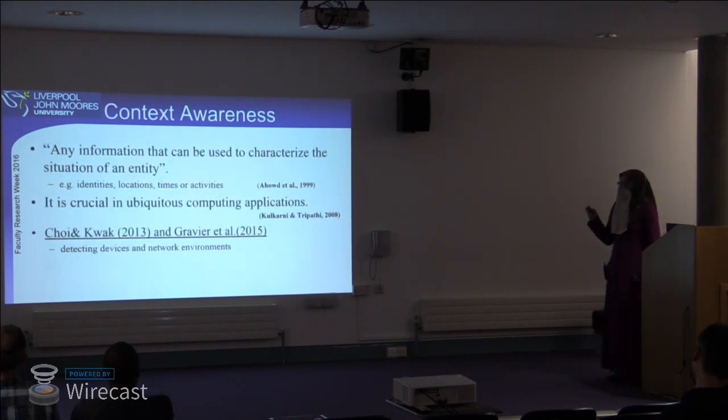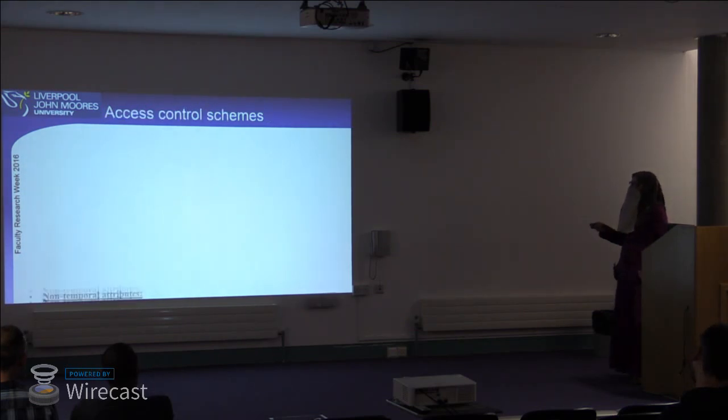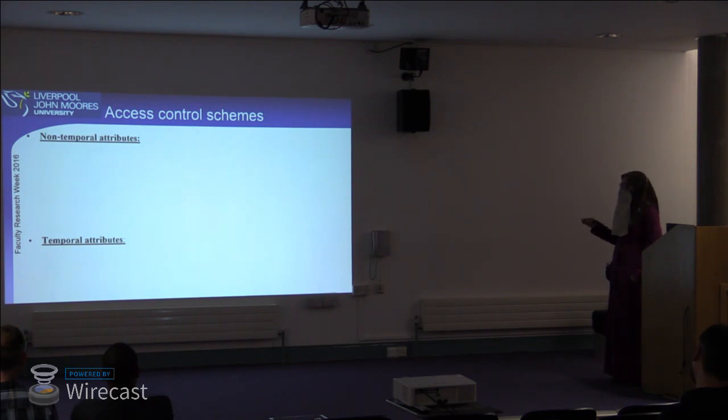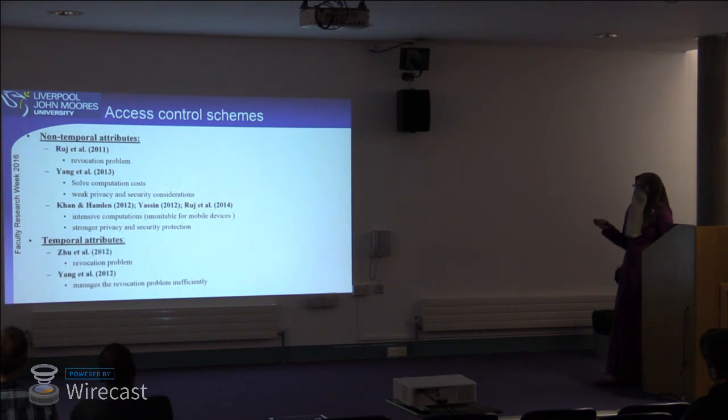Context awareness can be defined as any information that can be used to characterize the situation of an entity. The use of context awareness is crucial in ubiquitous computing applications. To my knowledge, the use of context awareness is limited and targeted at detecting devices and network environments. Existing access control schemes can be classified into two types depending on the types of attributes. Some of them use non-temporal attributes and others use temporal attributes. For example, the first one couldn't handle the revocation problem.